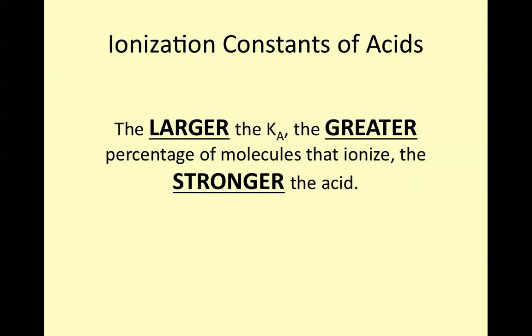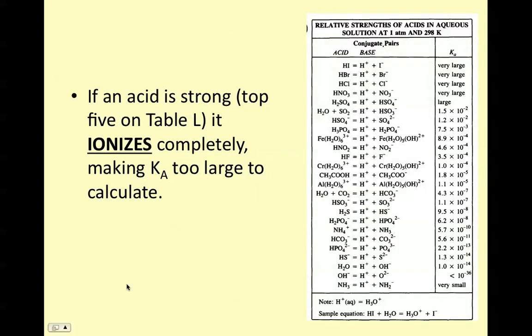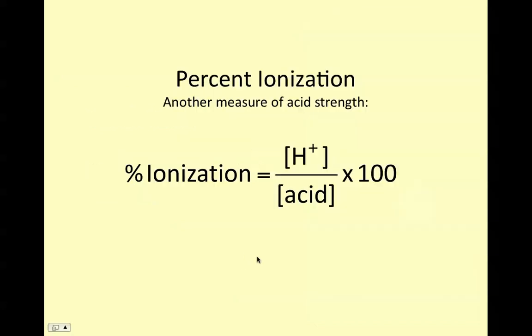Now, the larger the ionization constant of an acid, the greater the percentage of molecules that ionize, so the stronger the acid. Not all acids completely ionize in water. We're going to see that looking at Table L, if an acid is strong, it's in that top 5, it can ionize completely, making Ka too large to calculate. So HI, HBr, hydrochloric acid, nitric acid, sulfuric acid, these are all incredibly strong acids that basically ionize completely. However, these other ones that are on the list do not. So there's only a certain percentage of their molecules that actually ionize in water, producing an acidic solution.